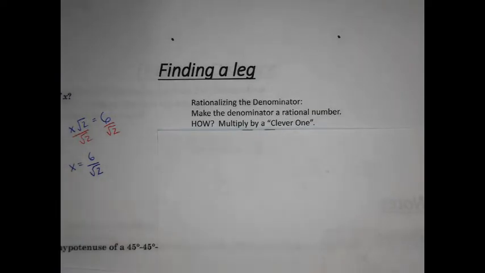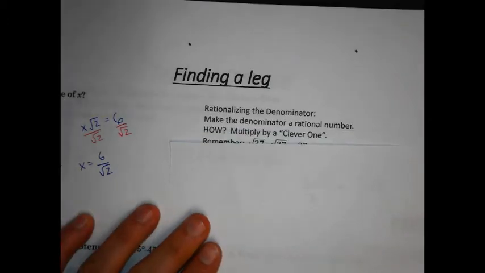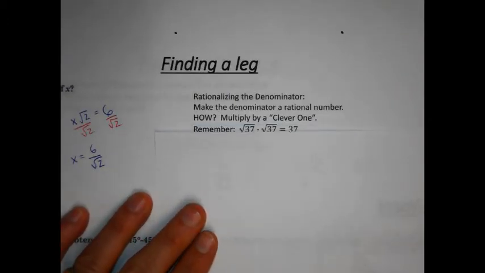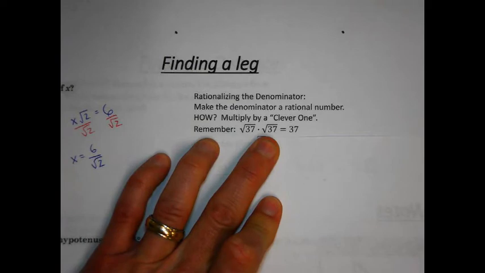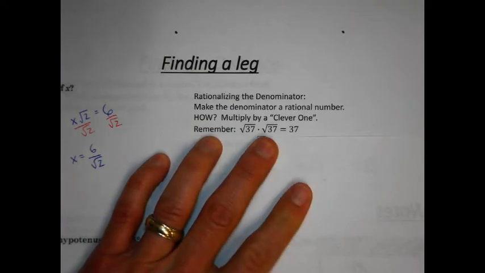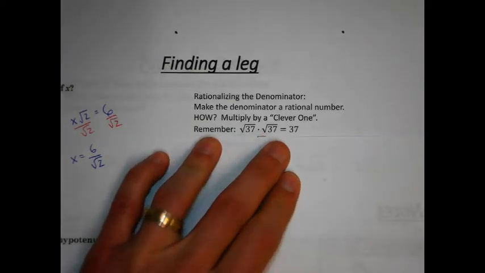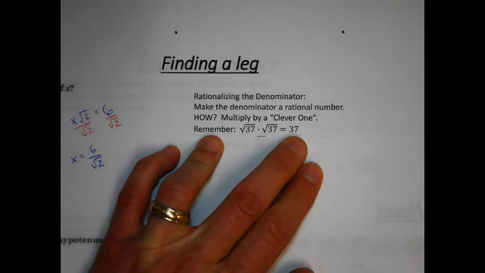Now, what does that mean, Mr. Katz? You and your clever 1. I don't understand what that means. Well, let's remember some stuff. A couple of things we have to take note of. The first thing is this. The square root of 37 times the square root of 37. Remember that shortcut I talked about earlier? Here it is again. The square root of 37 times the square root of 37 is 37, right? That's a neat shortcut to know.